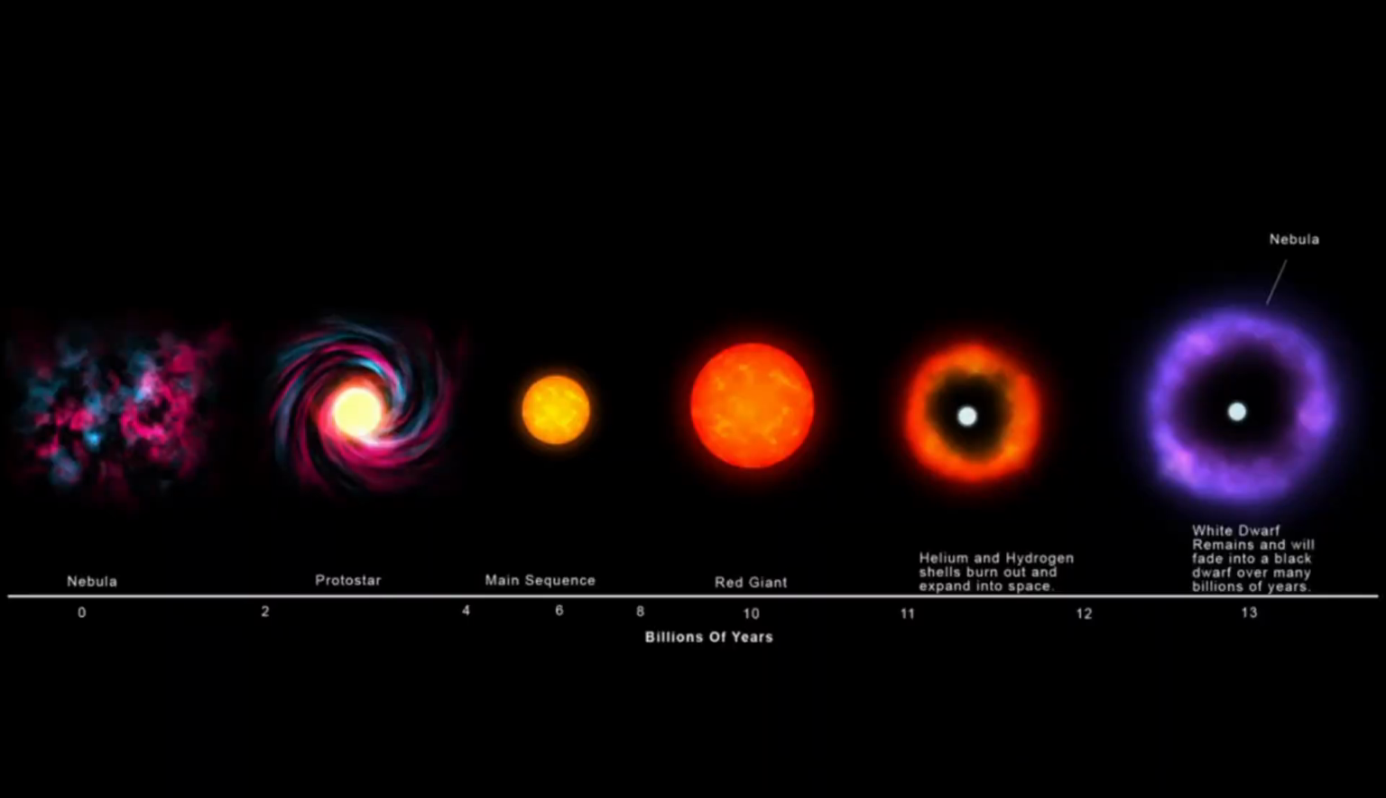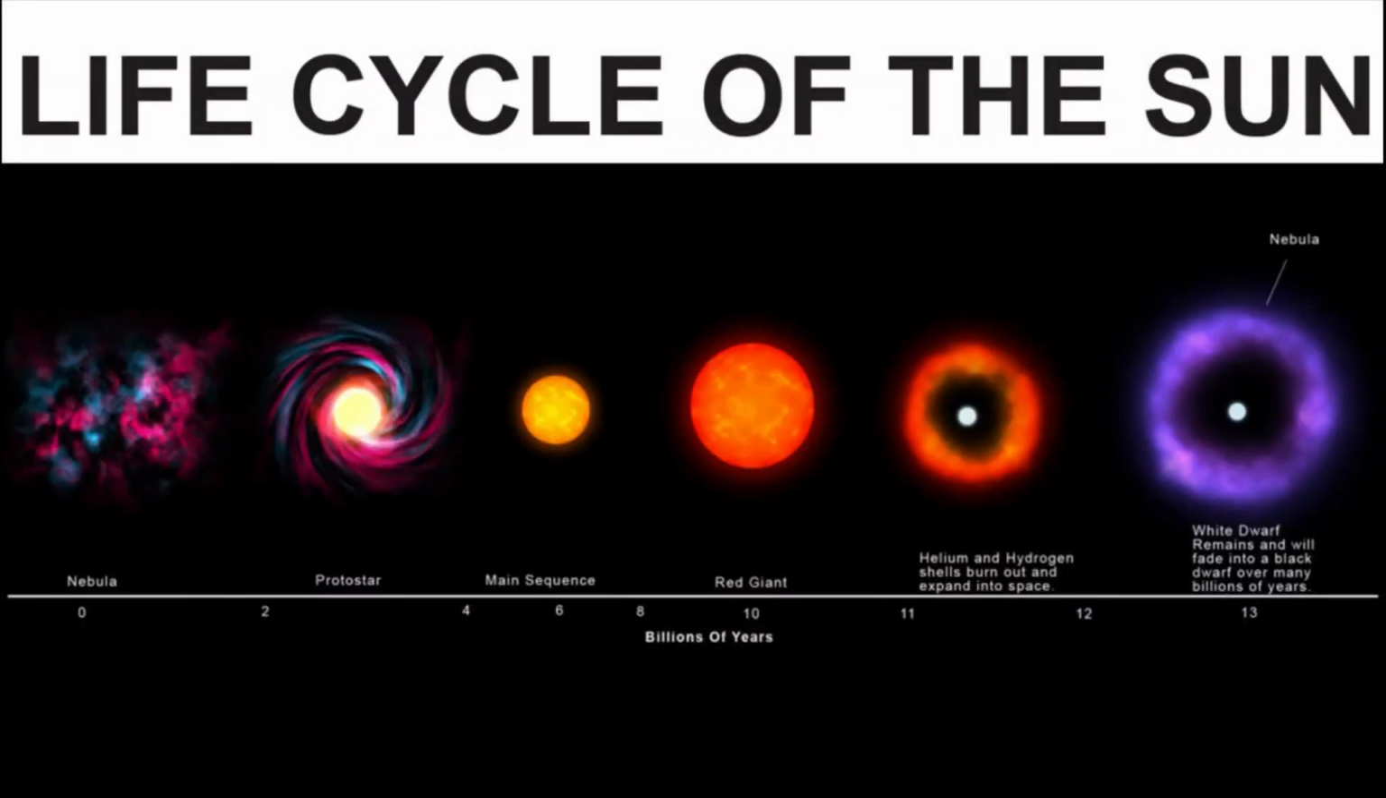Life cycle of the Sun. Our estimate of the lifetime of the Sun is therefore 10 billion years, since we know that the Sun is approximately 4.6 billion years old. The Sun is currently just under halfway through its stable lifetime.